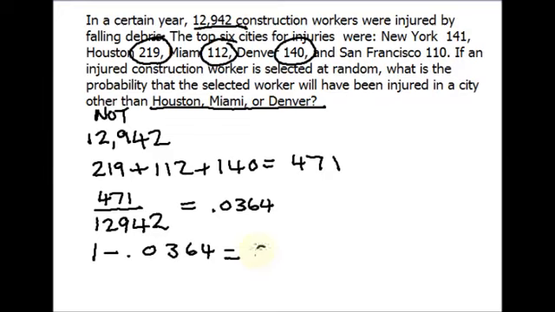That gives us 0.9636, and I'm rounding to 4 decimal places here. That's how to find the probability of an event not happening.